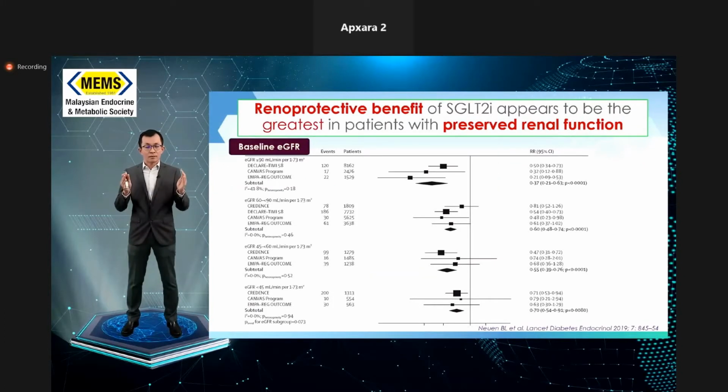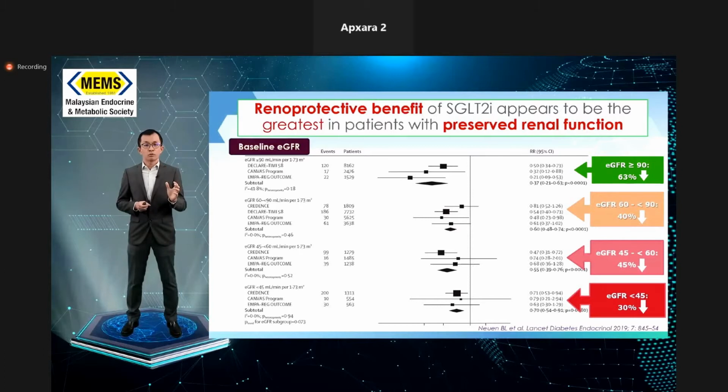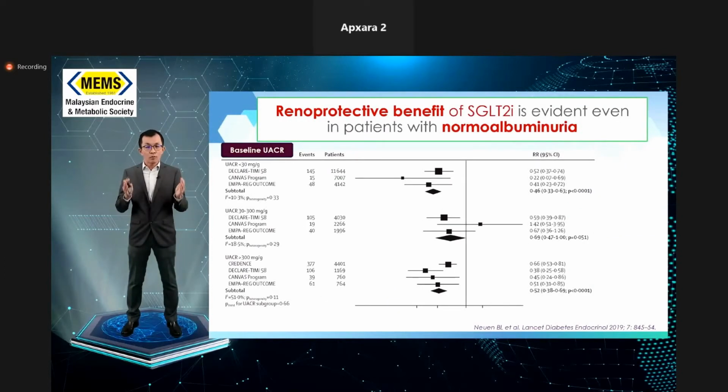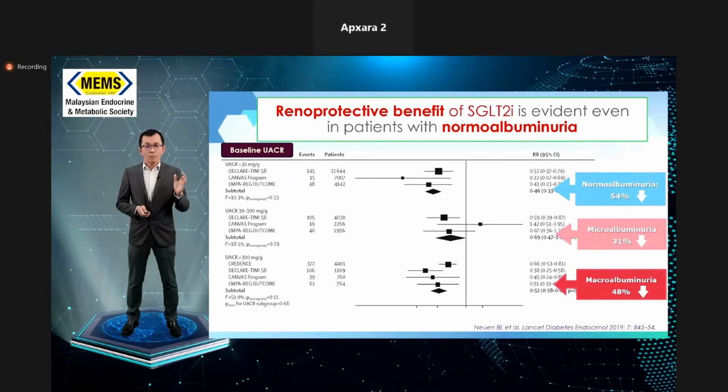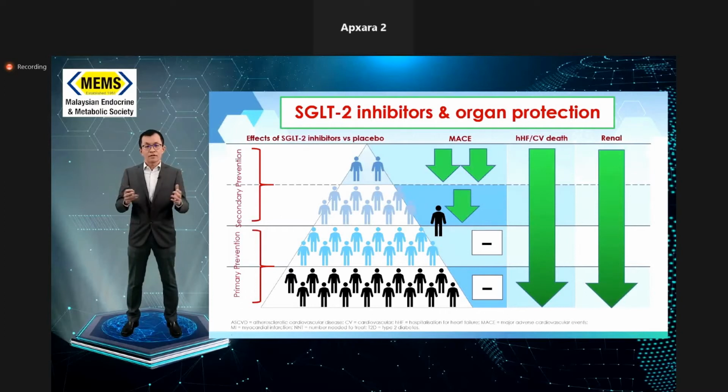If you look at this particular meta-analysis, it basically highlighted to us that renal protective benefits of SGLT2 appear to be greatest even in patients with preserved renal function, highlighting the important role of the use of SGLT2 in early diabetic kidney disease. If you look at the similar analysis for albuminuria, we can see a similar trend whereby renal protective effects of SGLT2 are evident even in patients with normal albuminuria. So taking all the evidence together in terms of renal protection, now we realize that SGLT2 is not only proven to be effective for secondary prevention, but also for primary prevention of diabetic kidney disease.